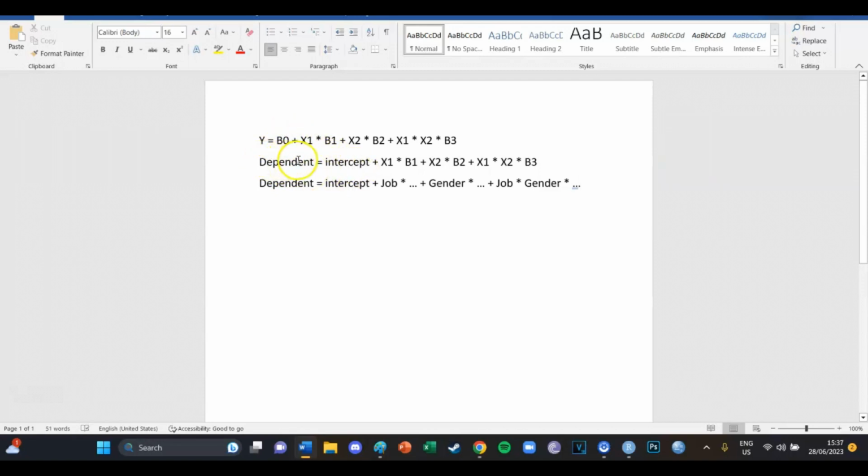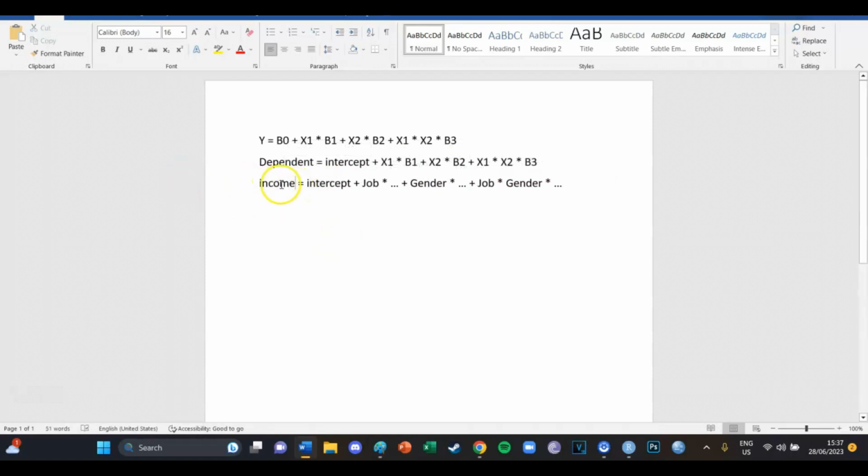So the dependent variable is the intercept plus what you fill in for the first independent variable times the slope of the first independent variable, plus what you fill in for the moderator times the slope of the moderator, plus what you fill in for the independent variable again times what you fill in for the moderator again times the slope of the interaction variable. And in this case, the dependent is income.